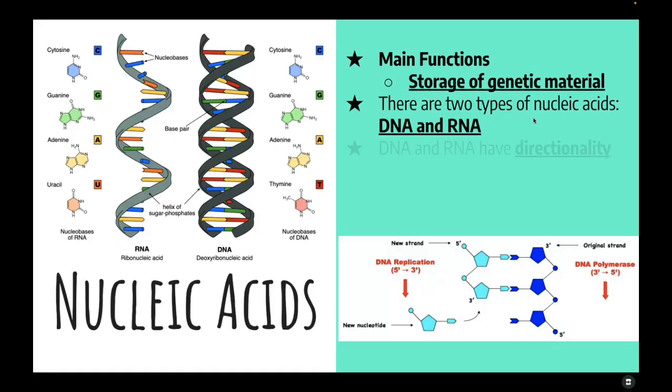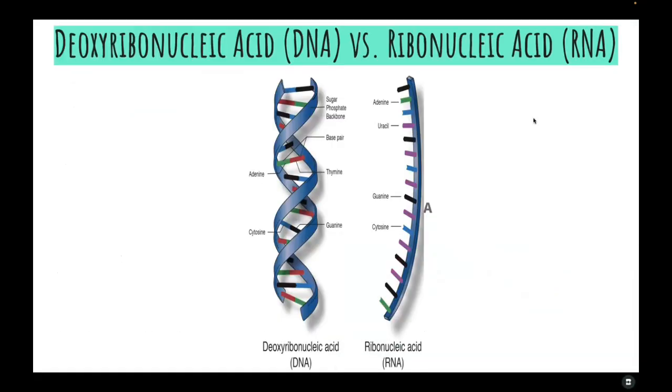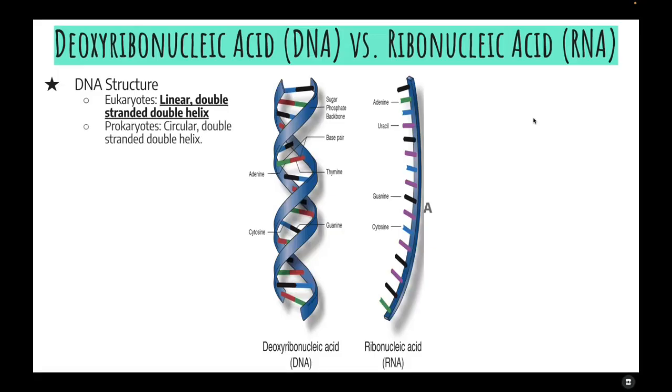There's 2 types, DNA and RNA. We mentioned how it has directionality with the 5' end and the 3' end. DNA, you could find in eukaryotes as linear and double-stranded in a double helix. And in prokaryotes, it's circular, double-stranded in a double helix. It stores your genetic code.